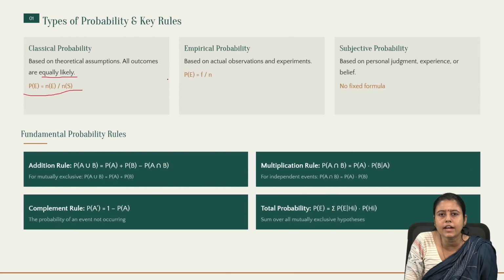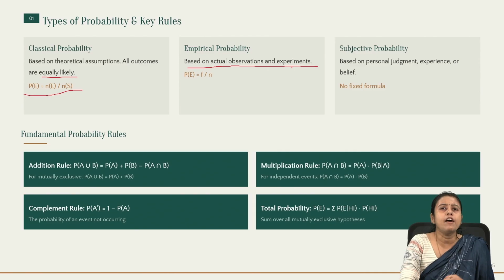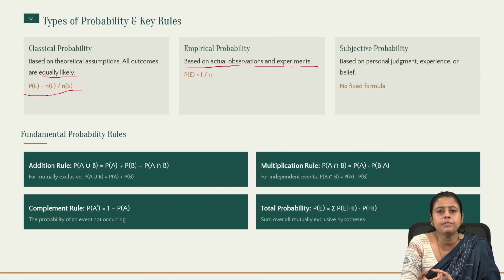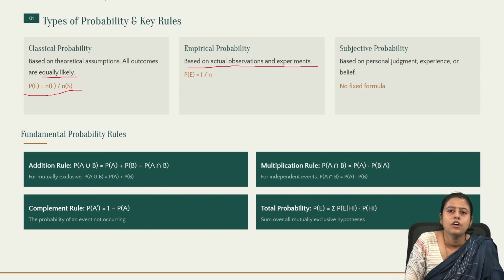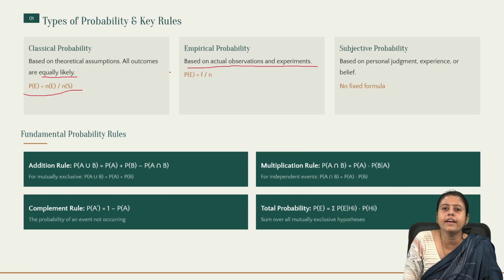What is the empirical probability? It is based on actual observation and experiment. Say I have a faulty dice and it is giving 5 the maximum number of times. What is the probability? We have to check based on this. So what is empirical probability? Actual observations and experiments. If there is only a subset of 5, then the value of n and f will always change. What is subjective?